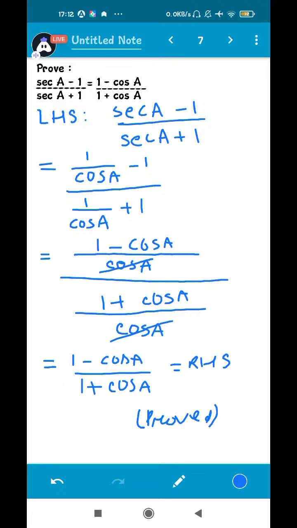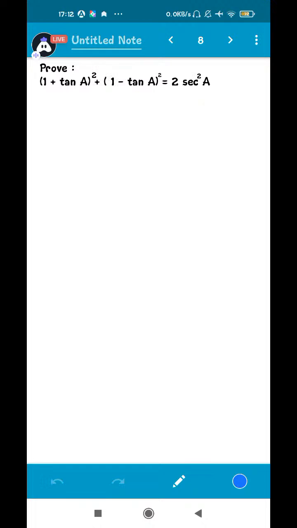Alright. Let's see another question now. (1 + tan A)² + (1 − tan A)². We have to prove that this is equal to 2 sec² A. As we can see, the left hand side looks a little more complicated, so we are going to begin with that itself.